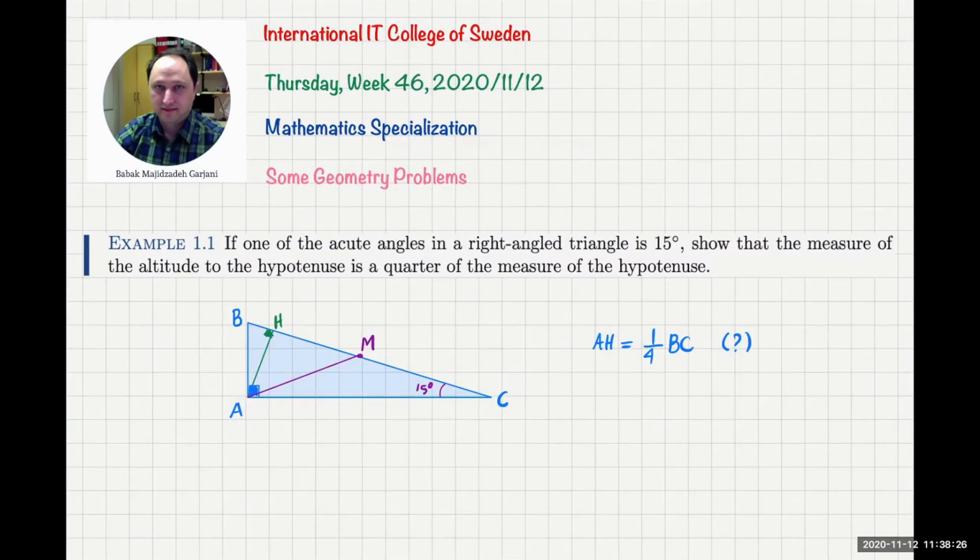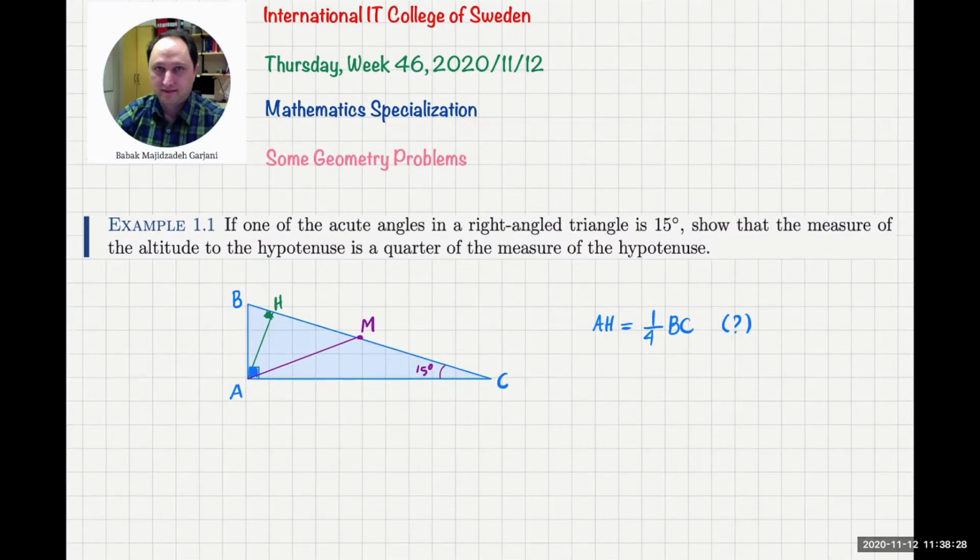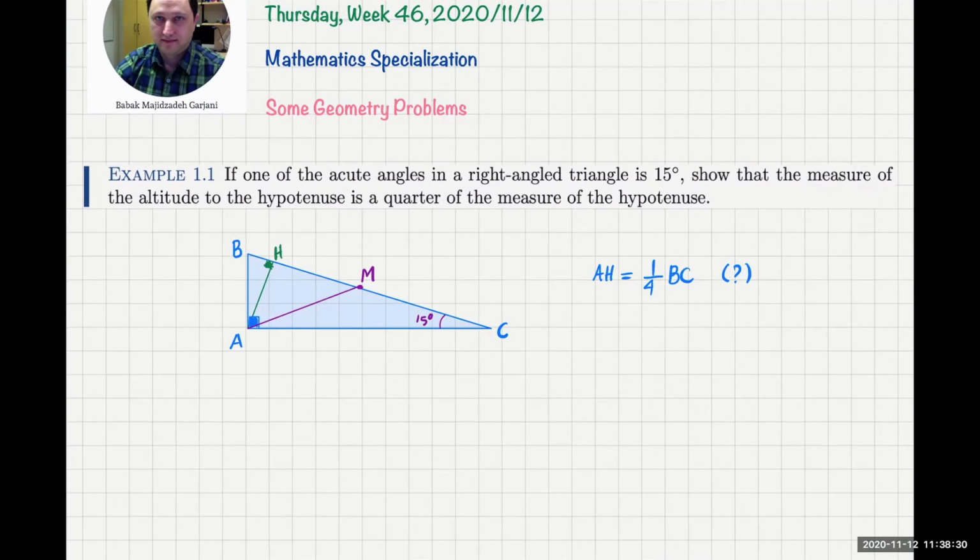So this is added to the problem. In principle, you should write it. You should say that we draw the median AM.